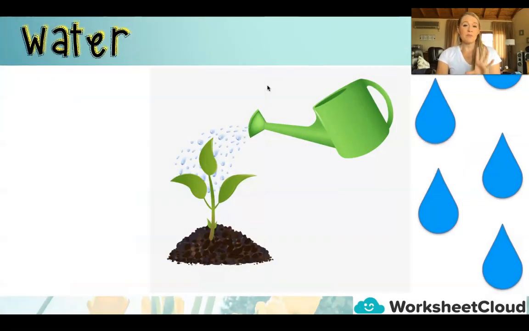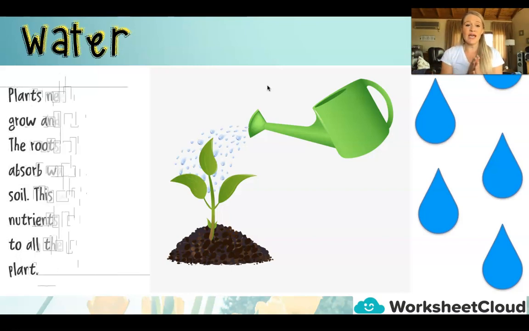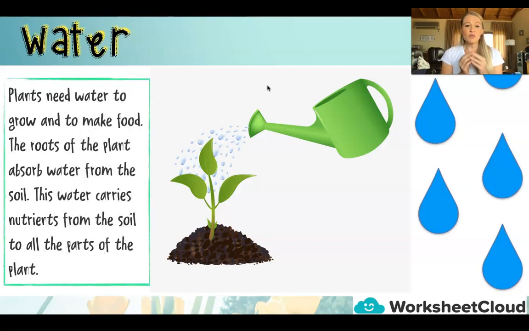Then water. Now, boys and girls, just how you and I need water in order to survive. Speaking of which, cheers, here's my glass of water. So just like how you and I need water in order to survive, plants also need water. And so we are going to look at how they get the water, but they need water to grow and to make food. The roots of the plant absorb the water from the soil. This water carries nutrients from the soil to all the parts of the plant.